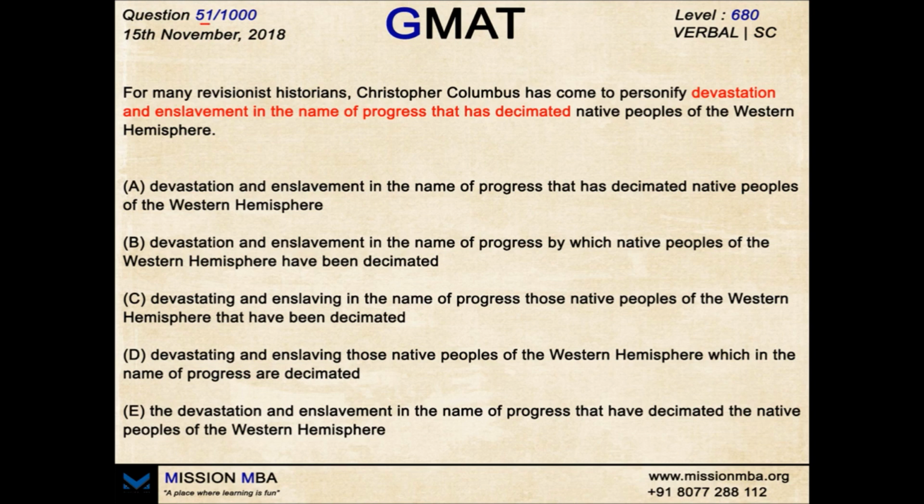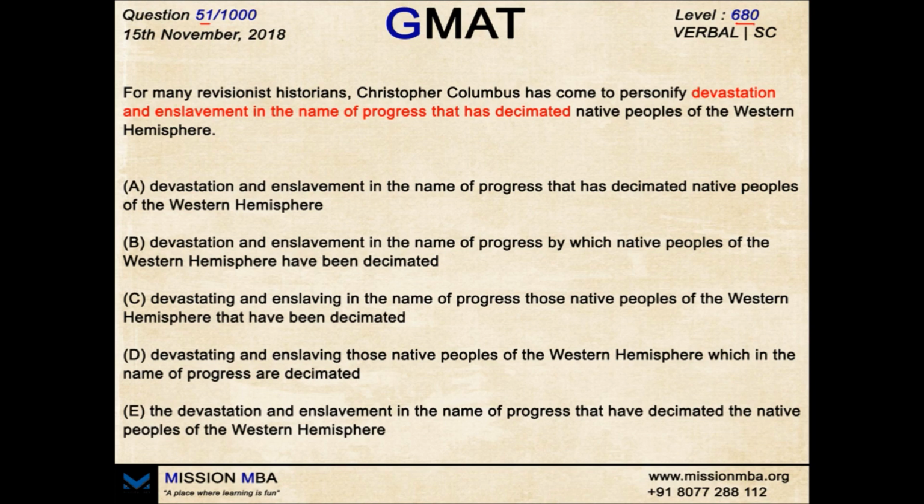Today's question is on sentence correction, level somewhere around 680. It tests you on the usage of "that" and "by which" and will help you analyze what the actual rule of "that" is. Let's go to the question.